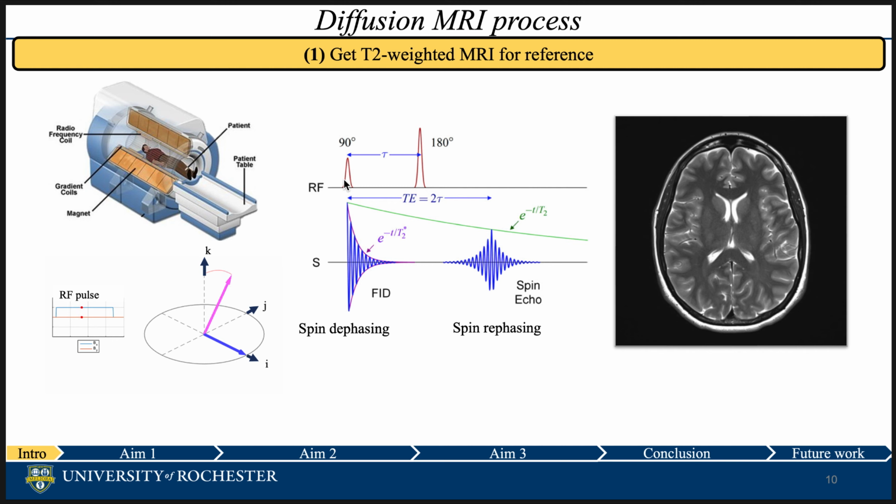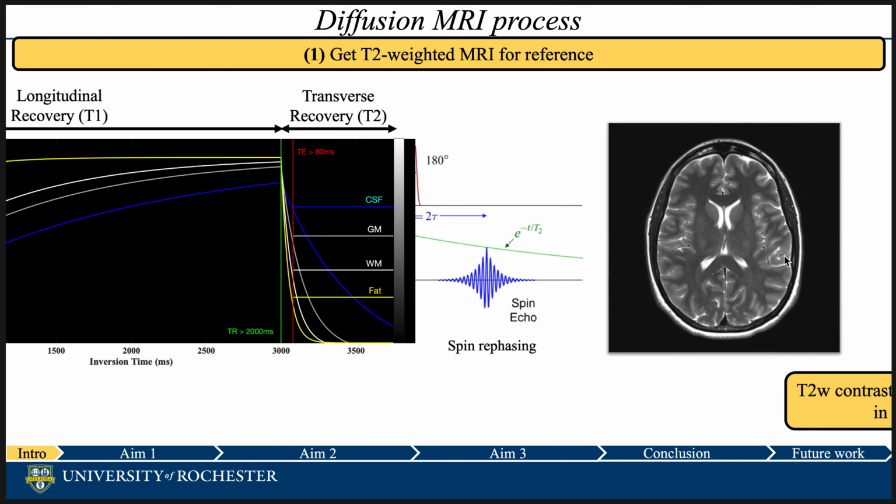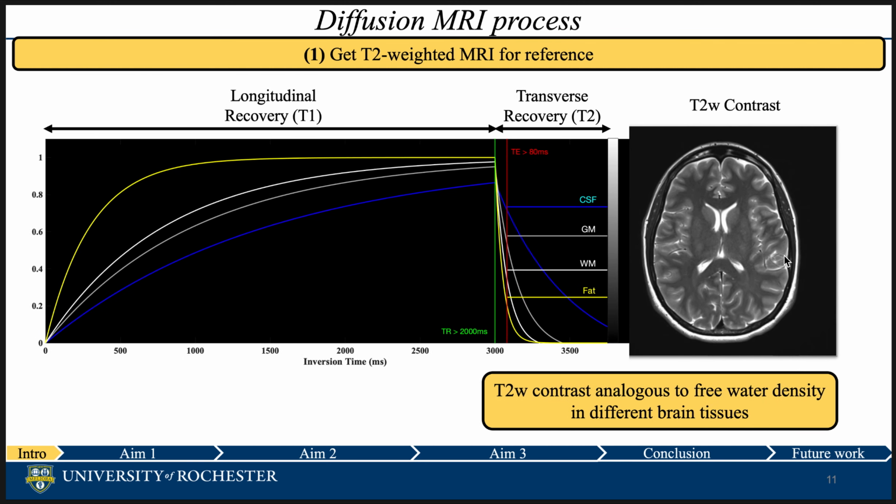In this particular slide, I'm showing a T2 weighted protocol where this energy pulse, known as the RF pulse or radio frequency pulse, is applied in a particular fashion, and we expect our signal to come back. So no diffusion sensitivity is applied in this particular protocol, and this contrast is used for reference. This particular contrast represents free water density in different brain tissues.